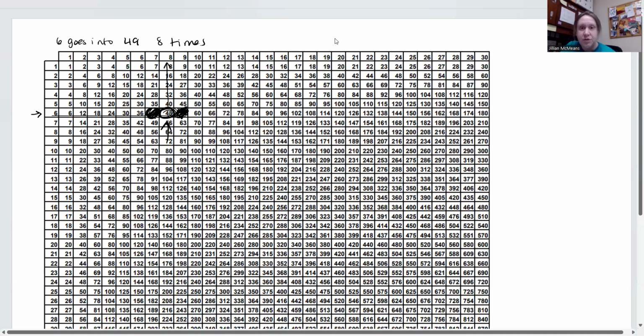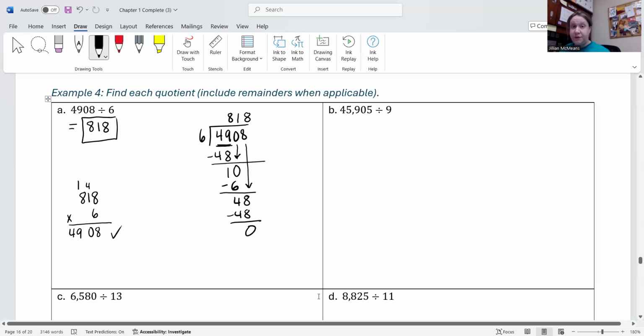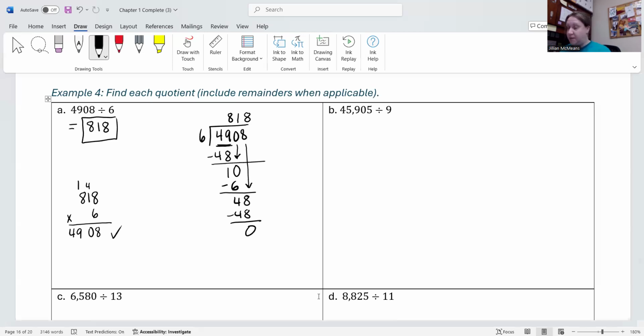So let's go back to the worksheet. There we go. All right, so for part B, we have 45,905 divided by 9. So we're going to set up for long division first. Okay, I could not begin to tell you how many times 9 will go into 45,905. Have no clue, okay? But we can go piece by piece, okay?